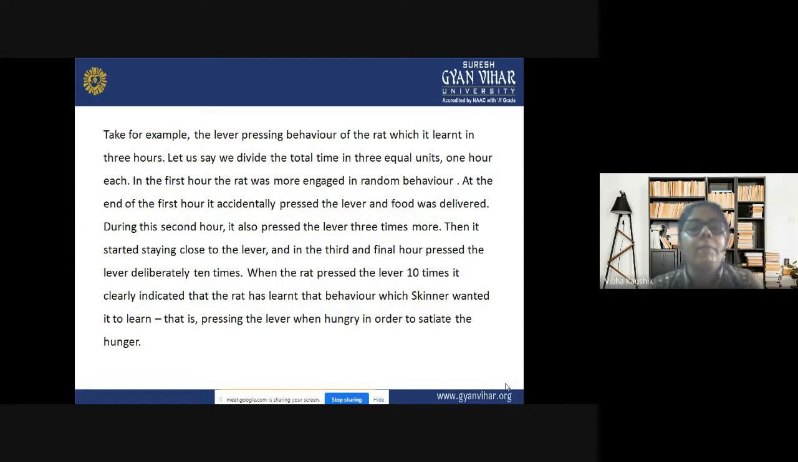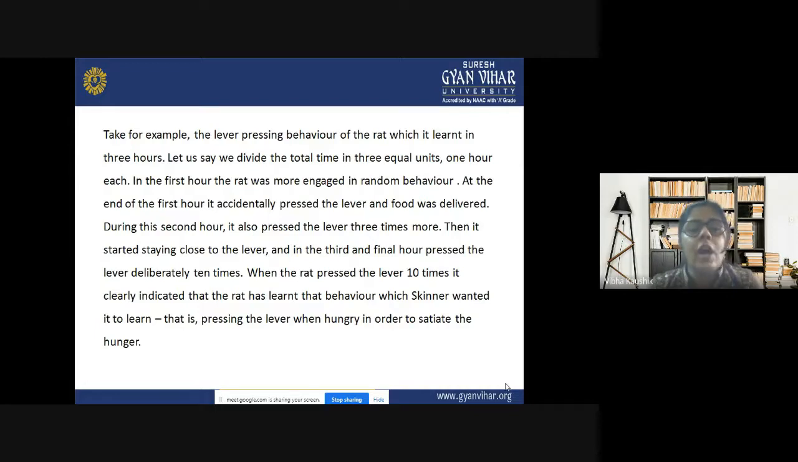Take, for example, the lever pressing behavior of the rat, which it learned in 3 hours. The rat learns the manipulation of the lever, comes out of the box, and gets food. He learns that behavior in almost 3 hours. Let us say we divide the total time into three equal units, 1 hour each.